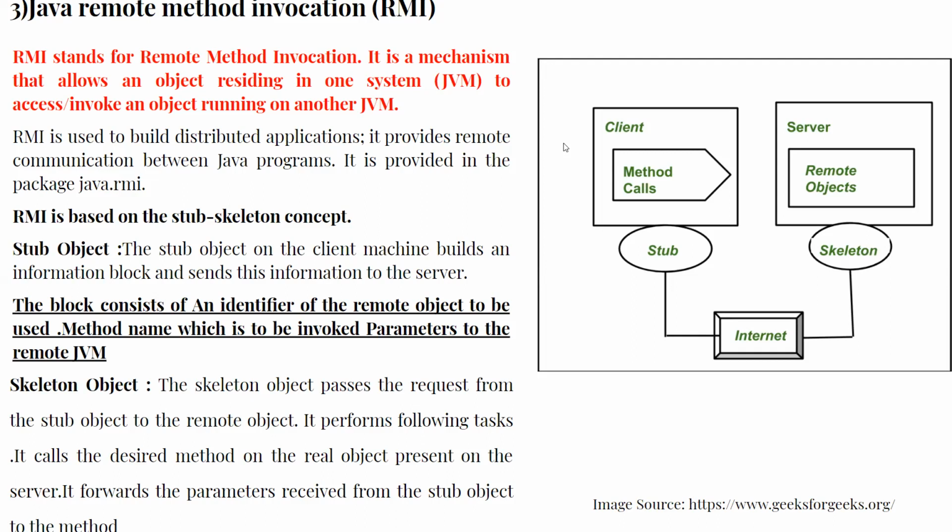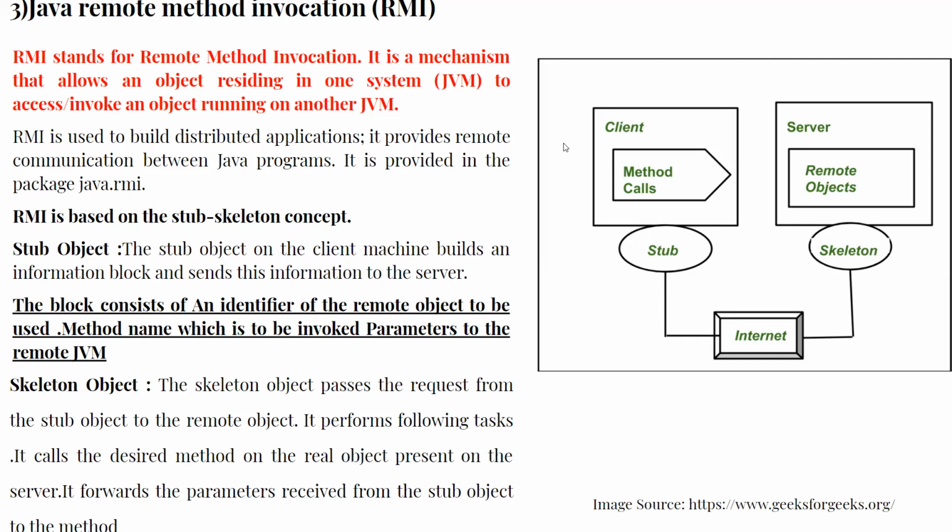Mostly it is already declared in the package java.rmi. This is the library which contains all the communication mechanisms, all the headers, all the functions, all the methods. Basically, RMI is based on the concept of stub and skeleton, which we have already studied before.